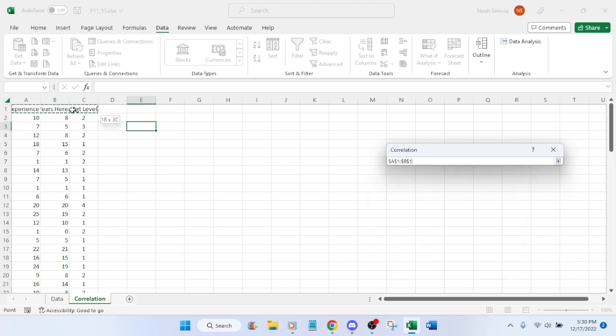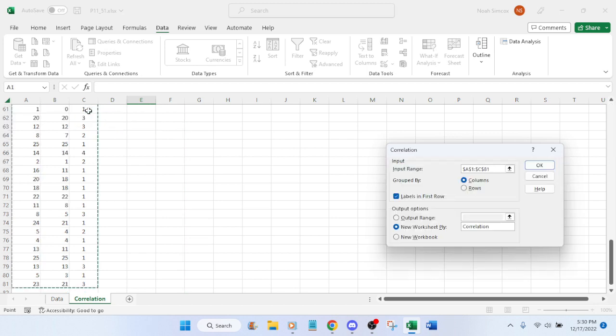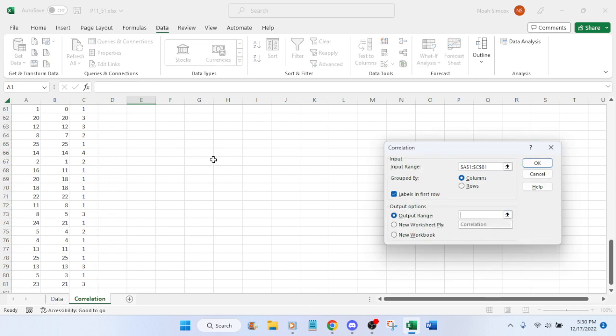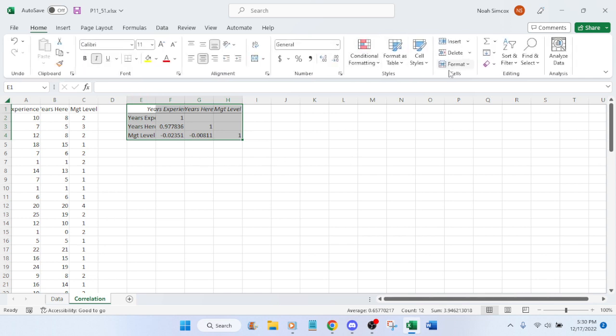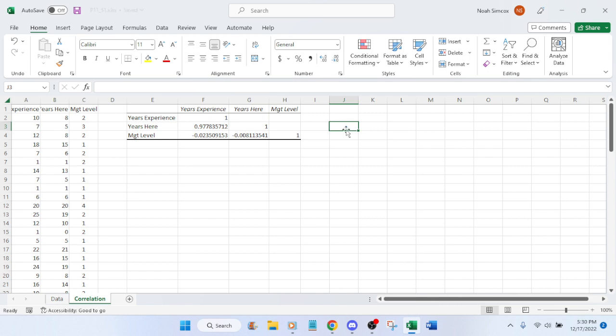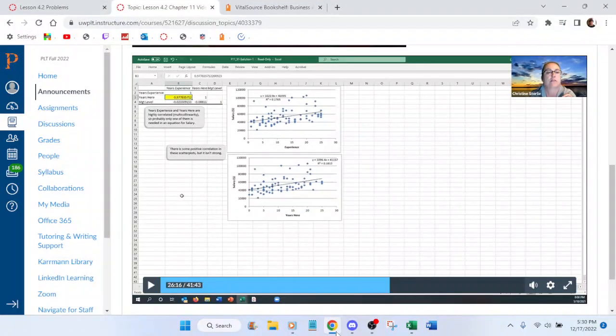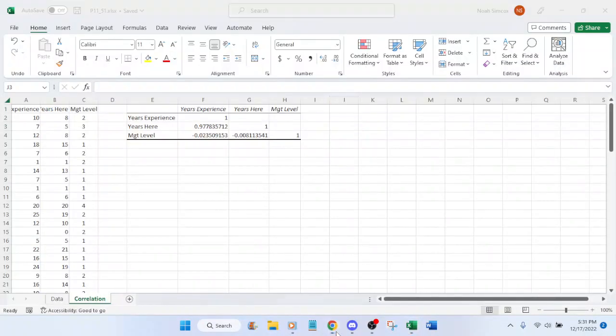It has to be all these. Output range here. Does it work when you have categorical variables, such as management level? That's funny. Well, I did it the same way that she did. I got the same numbers.